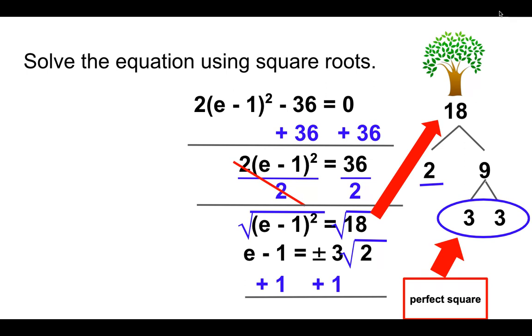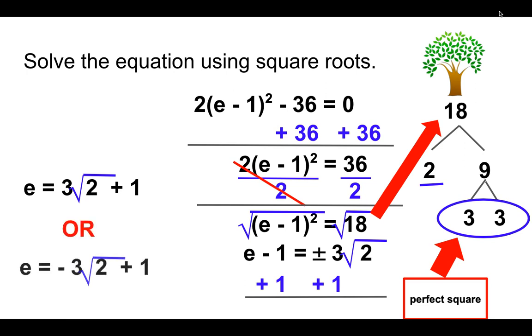When we add 1 over, it is separate from the plus or minus 3 square root of 2. We are left with e equals positive 3 square root of 2 plus 1 on the outside, or e equals negative 3 square root of 2 plus 1 on the outside.